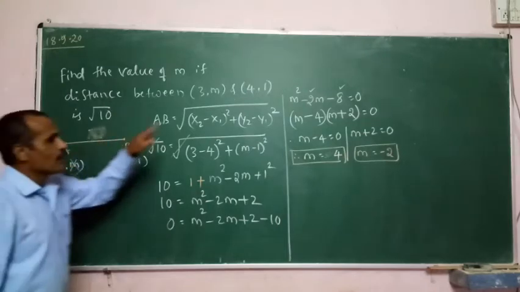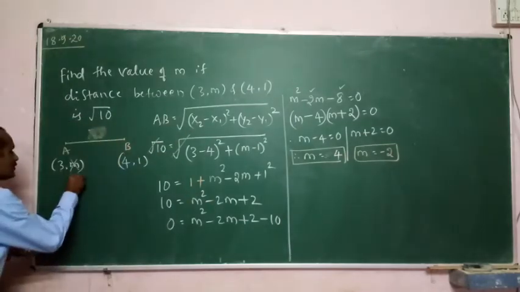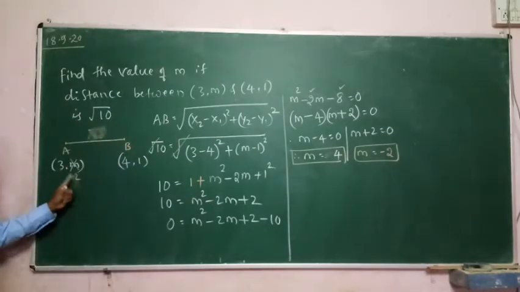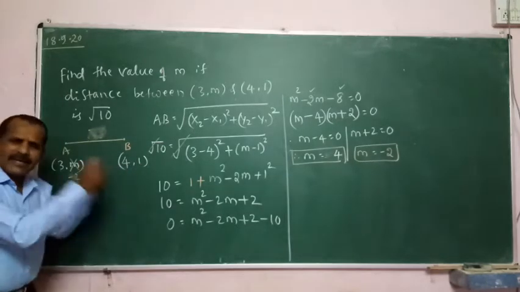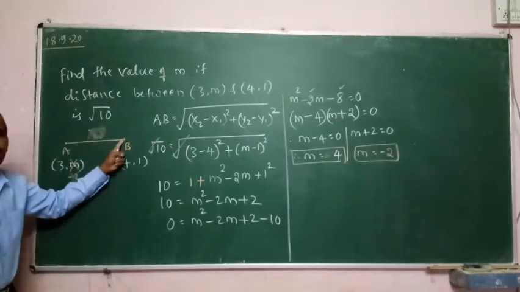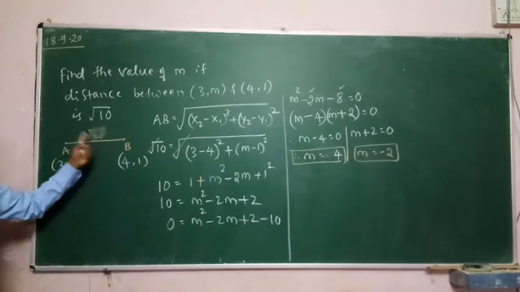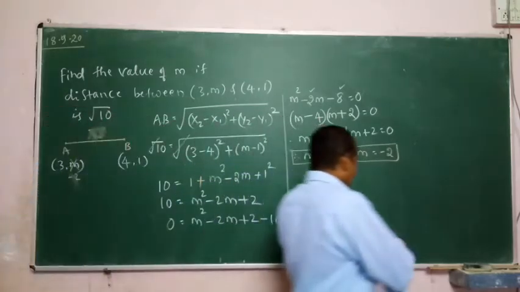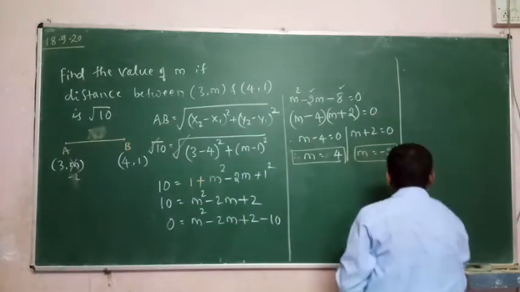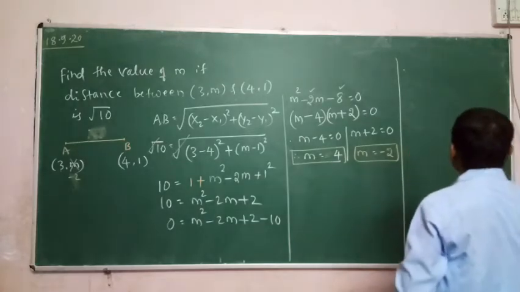Or now you put the value of m as minus 2. Now your coordinates are 3, minus 2 and 4, 1. Again you can find the distance using the distance formula. Your answer must be root 10. Check it. Okay. Let me go for one more problem.